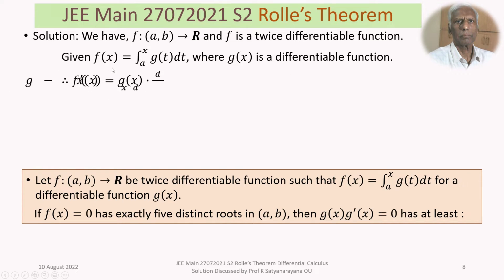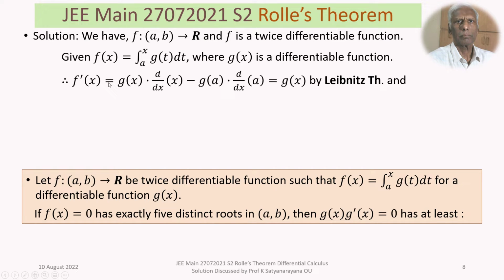Now, if you want its derivative f prime x, to get f prime x we will use the Leibniz theorem here. The lower limit is phi of x, the upper limit is psi of x, integral of g of t dt. Then f prime x is equal to g of psi of x into the derivative of psi of x, minus g of phi of x into the derivative of phi of x, that is f prime x.